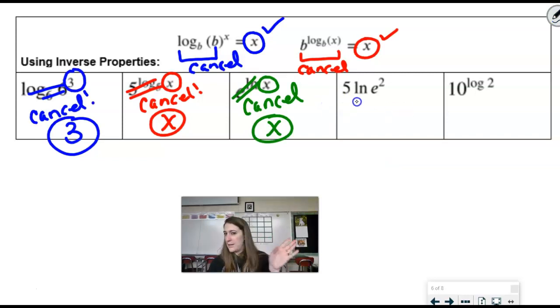All right, this one always gives kids a run for their money. Now, the 5 is kind of like a separate piece of the problem. Ignore that for a minute. Let's look at just this. Well, we have another case of natural log embedded with an e. The natural log and e will cancel each other out.